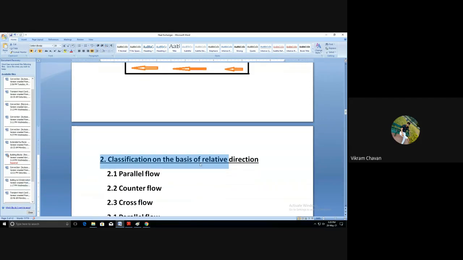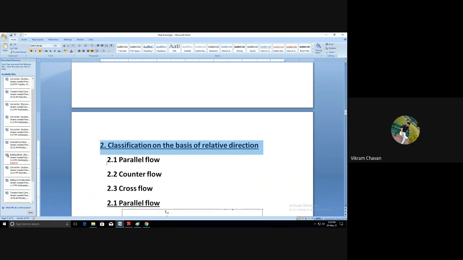Now, the second category of classification is classification on the basis of relative direction. Relative direction, meaning what is the direction of the hot fluid and the cold fluid. On that basis, the heat exchangers are classified. The first classification is parallel flow heat exchangers. The second is counter flow heat exchangers, and the last is cross flow heat exchangers.